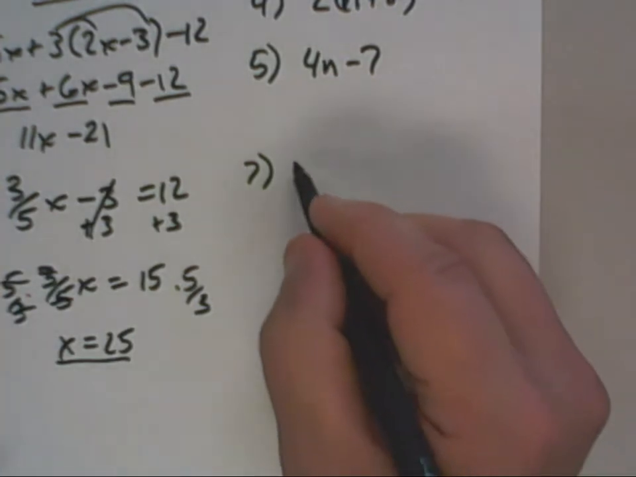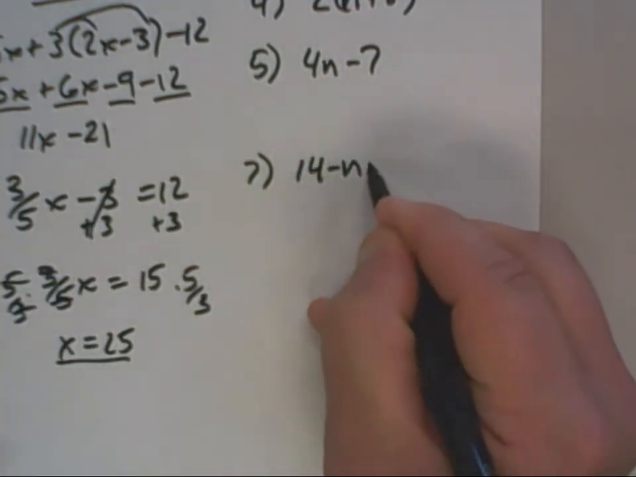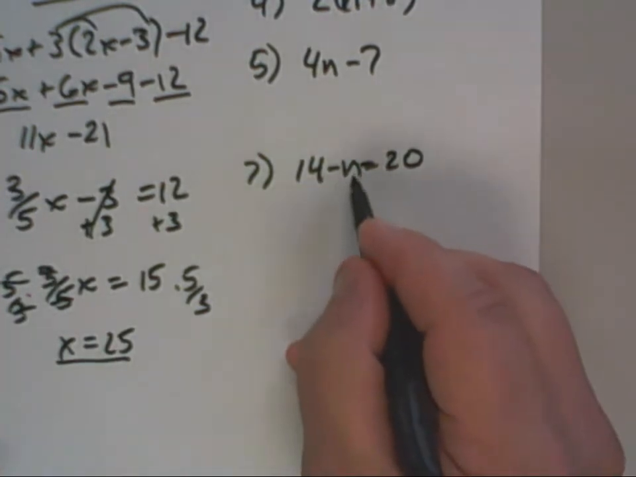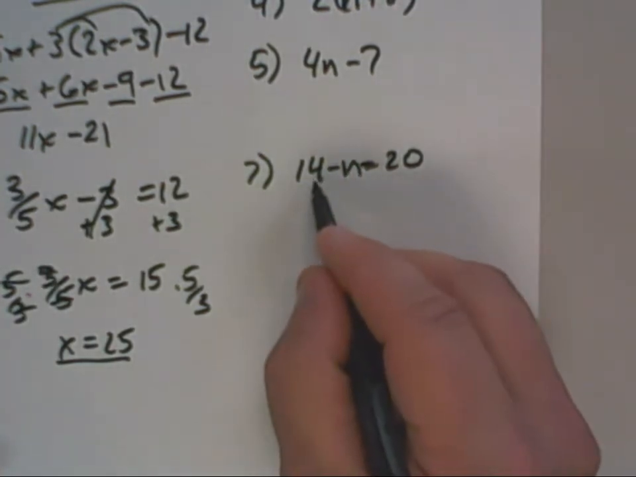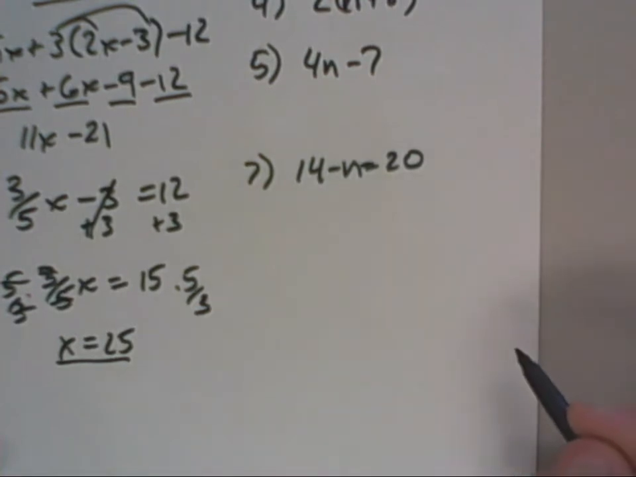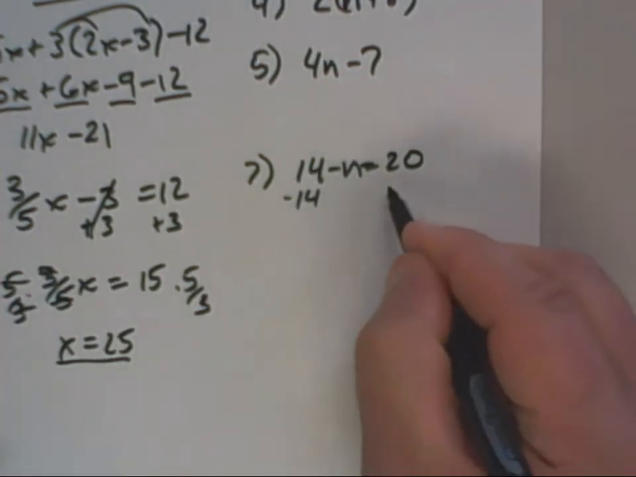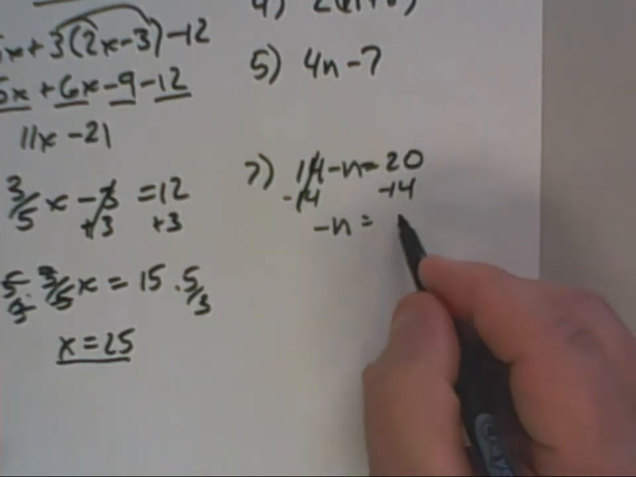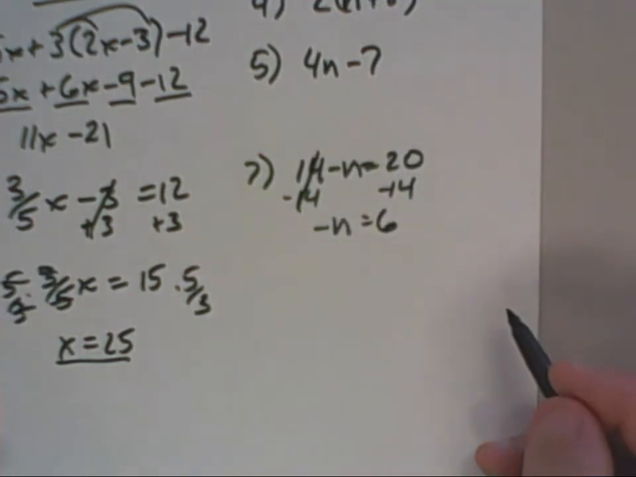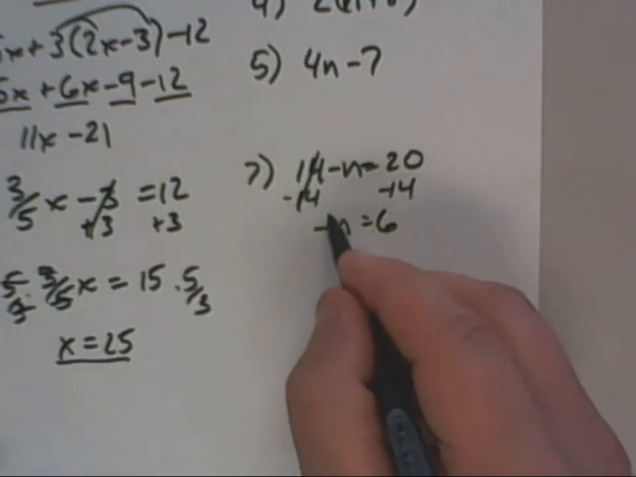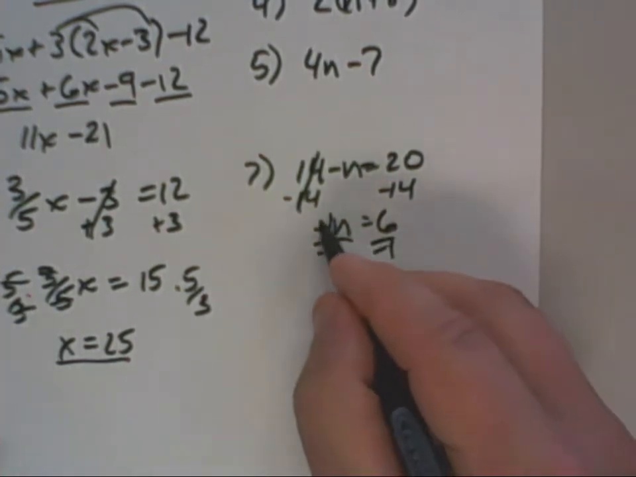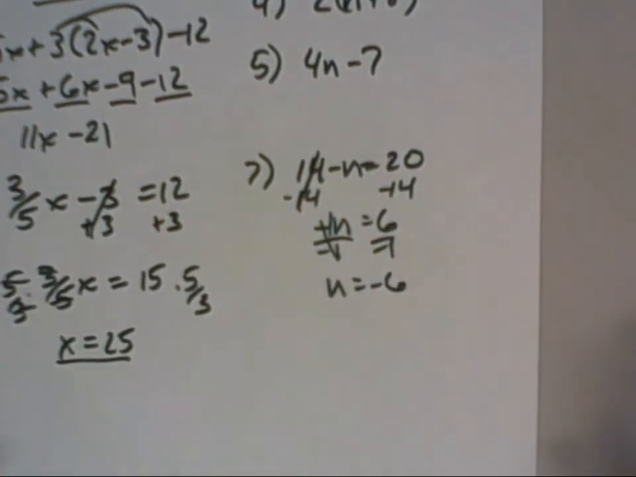Number 7 is 14 minus a number is 20. So I want to get n by itself, but I'm going to start by getting rid of this 14, and 14 is a positive number. So I'm going to subtract 14 from both sides. And I'll have negative n equals 20 minus 14, which is 6. But negative n is like negative 1 times n. So I'm going to divide both sides by negative 1, and n is negative 6.